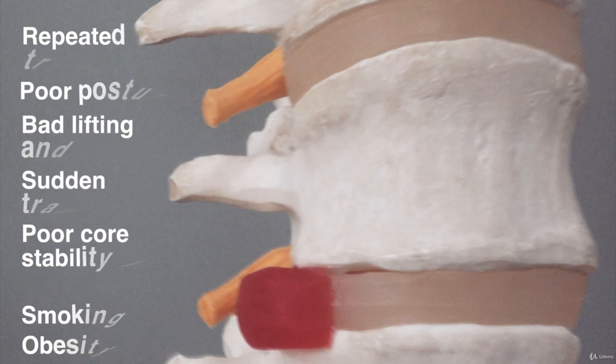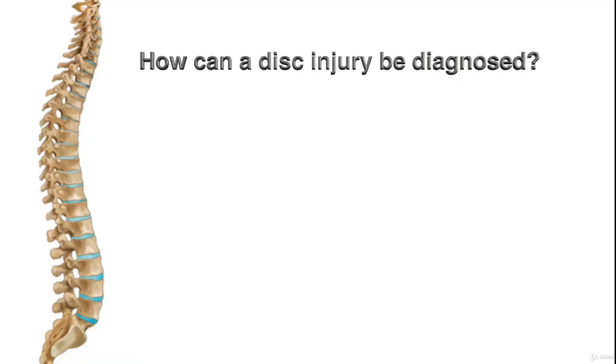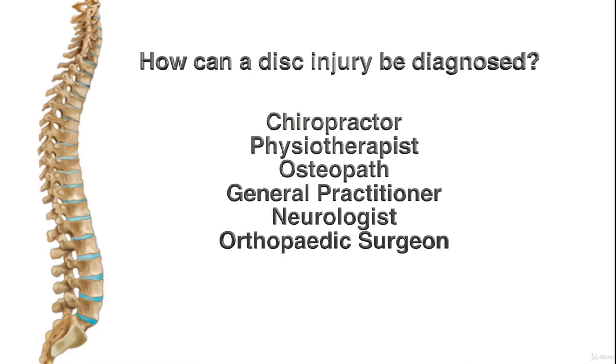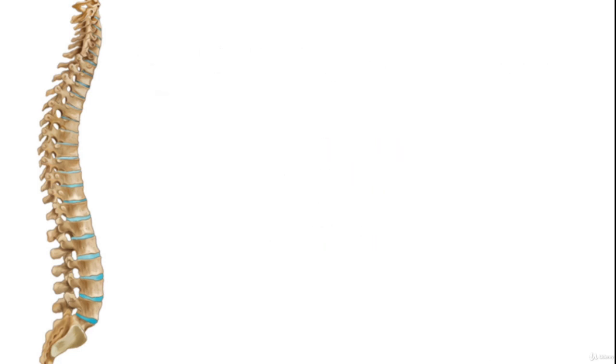So how can a disc injury be diagnosed? You need to see a healthcare professional, such as a chiropractor, physio, osteopath, or even a GP, a neurologist or an orthopaedic surgeon if the problem is serious. They can do certain tests: muscle strength tests, reflexes, they'll palpate the spine, do orthopaedic tests and neurological tests, and review your symptoms and your history. They'll also usually do an MRI or a CT scan, which is a more definitive way of determining what sort of disc injury you have, if you do have one. Now, how can it be treated?